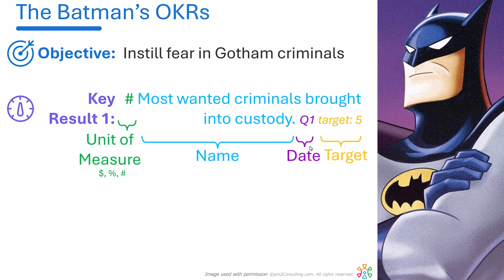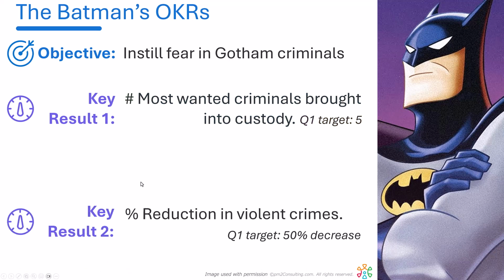Then, of course, we want to know what the target is and the date that you're going to achieve that in. So in this case, the Q1 target is 5, and you could list off multiple quarter targets. So again, keep it simple. That's all you need to describe your key results. And if you follow this, you'll always get accurate key results.